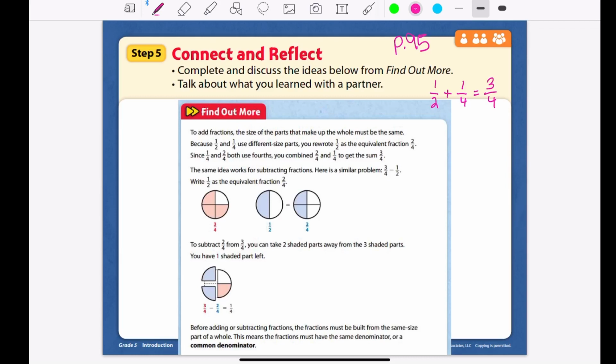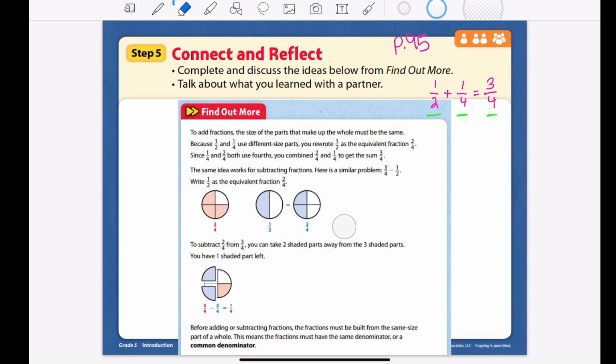So to add fractions, the size of the parts that make up the whole must be the same. Because 1/2 and 1/4 use different size parts, which we see in this picture right here, we see that the 1/2 is a bigger part than a 1/4. We rewrote 1/2 as the equivalent fraction 2/4. And then since 1/4 and 2/4 both use fourths, we combine them to get the sum of 3/4. So 1/2 plus 1/4 gives you 3/4.